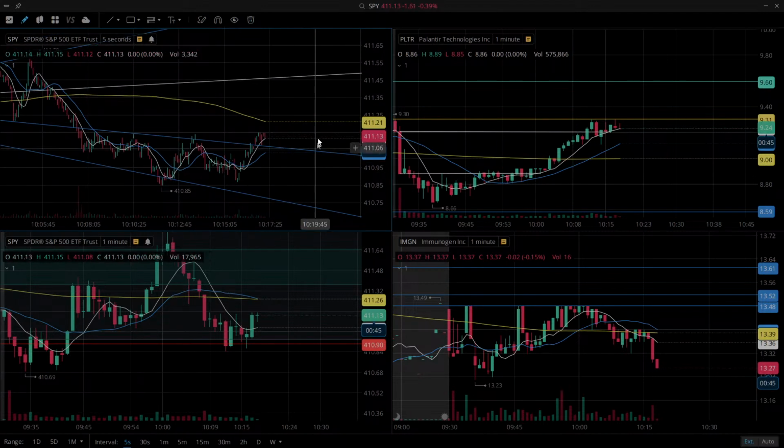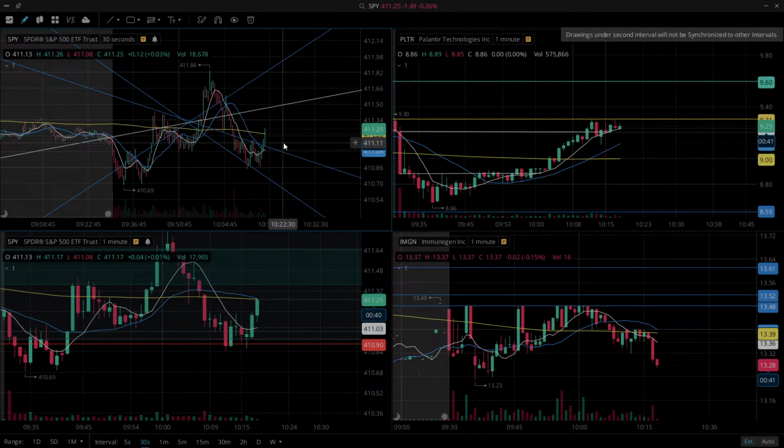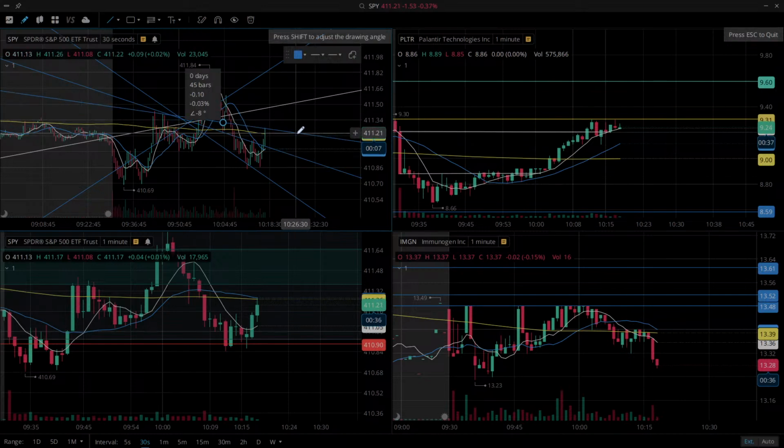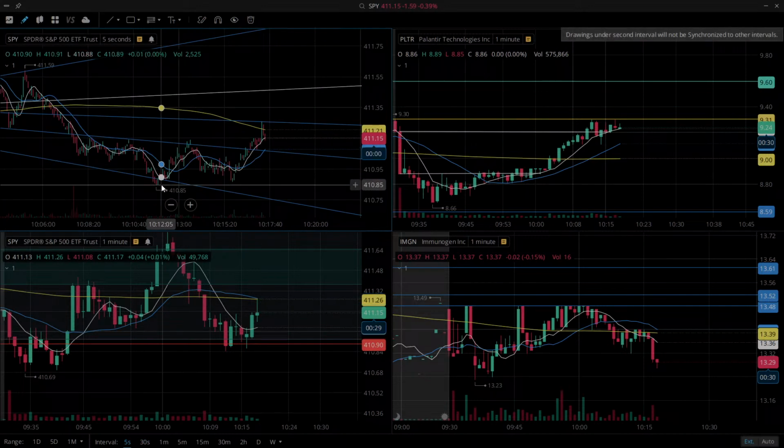When it's choppy like this and you don't have any genuine direction other than just sideways, trying to chase it around sideways can be challenging. Not to say you can't get a bunch of little scalps in there. It's just a little bit harder to trade.